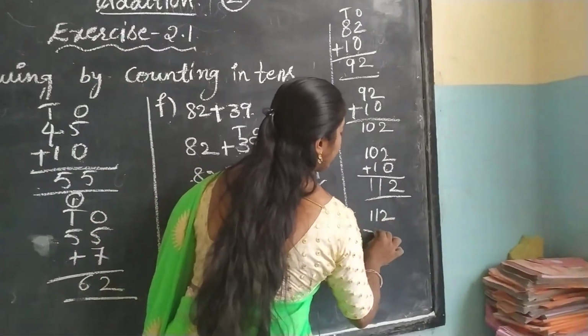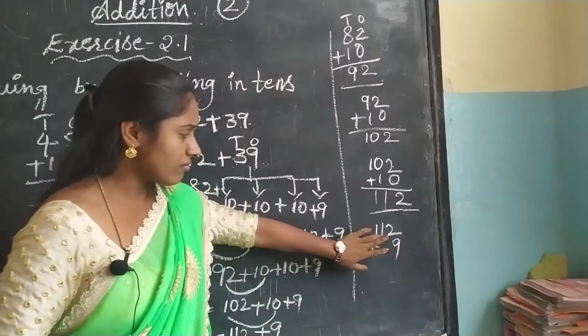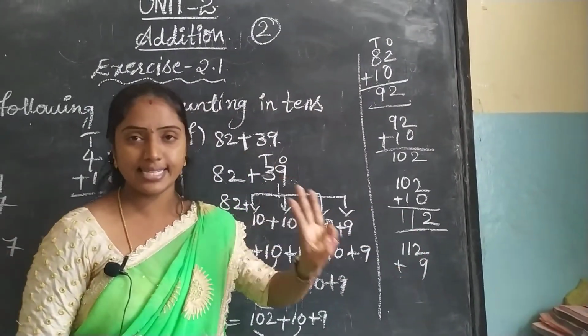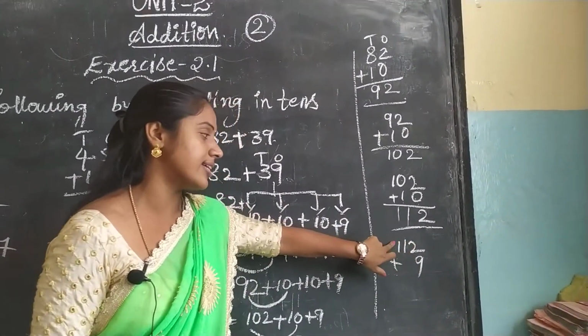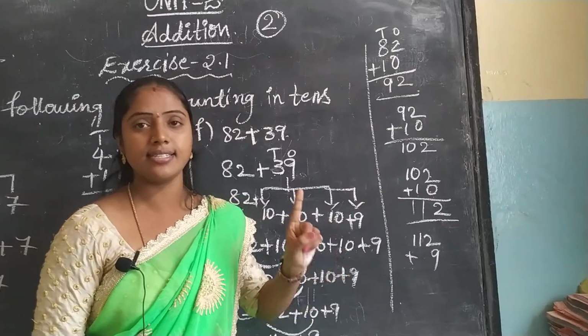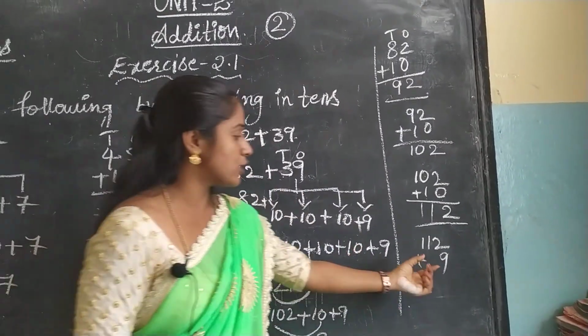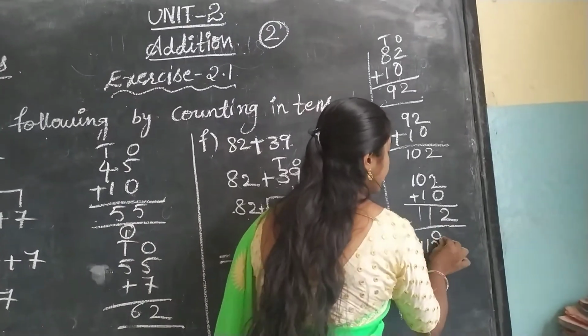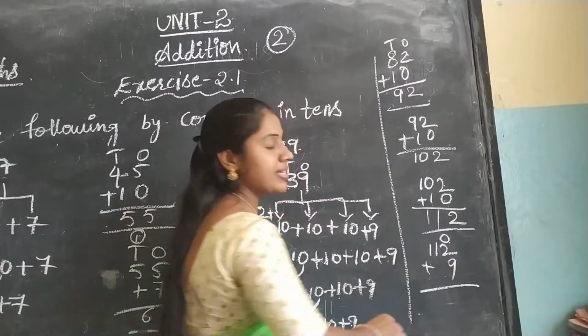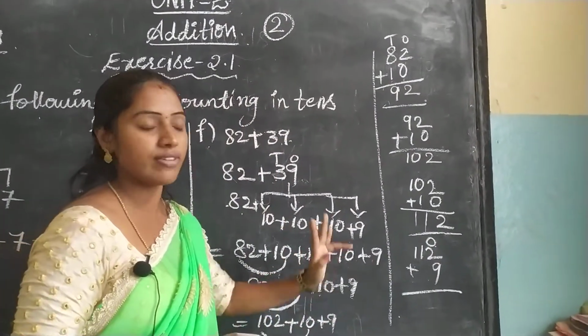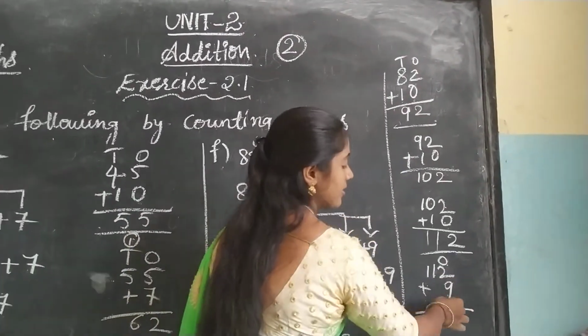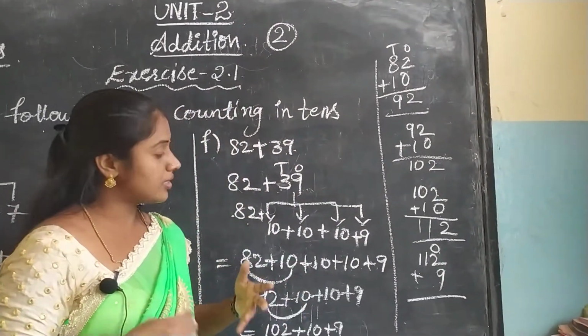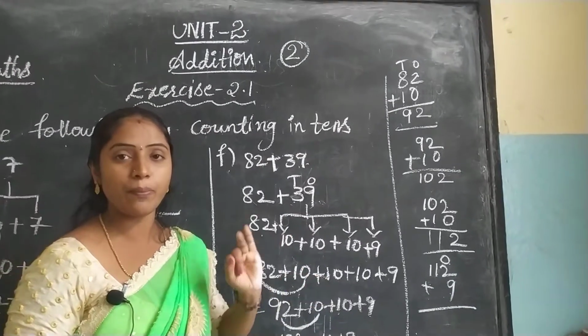So 112 plus 9. See here, 112 is a 3-digit number. Okay, ones, tens, hundreds. 9 is a single digit. This is a ones place. Okay, you should write here in ones place only. In tens place and hundreds place, nothing is there. Okay, you should add ones place. 2 plus 9. How much? Or 9 plus 2 also you can count. 9 plus 2. How much?